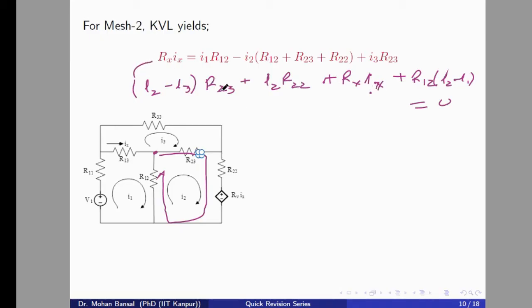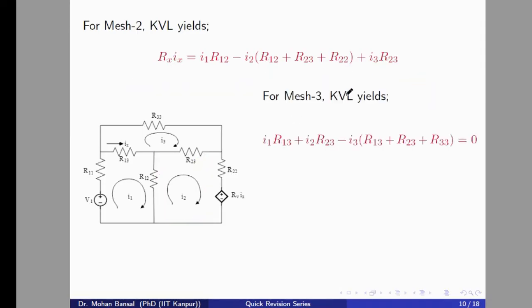If we simplify it further, we will get Rx Ix equal to I1 R12 minus I2 into (R12 plus R2 plus R22) plus I3 R3. After simplifying this, we will get this expression. And we will get the same expression for mesh 3, just like the previous example.